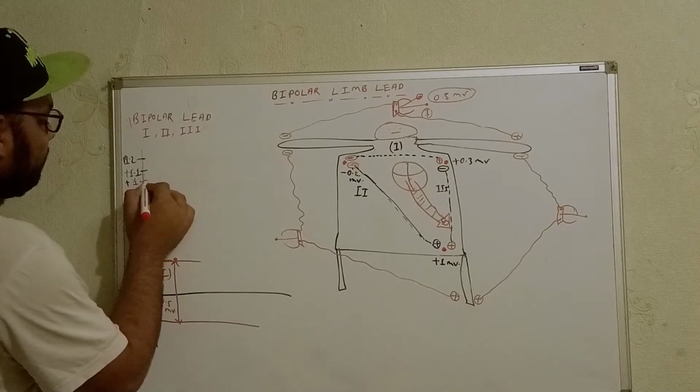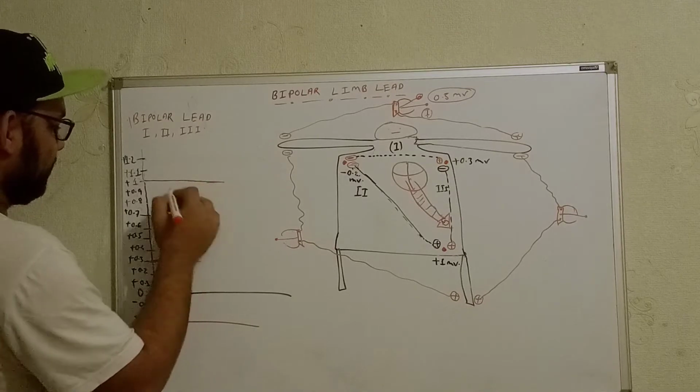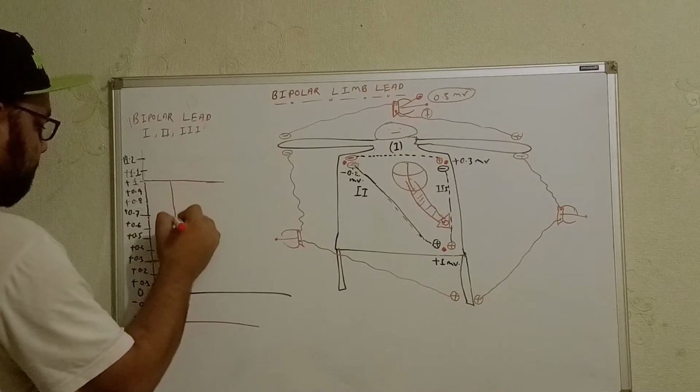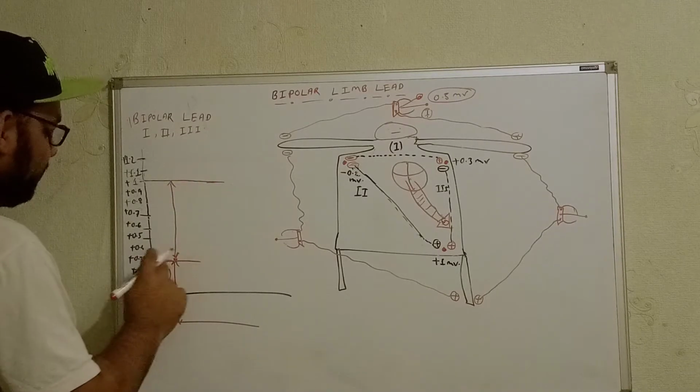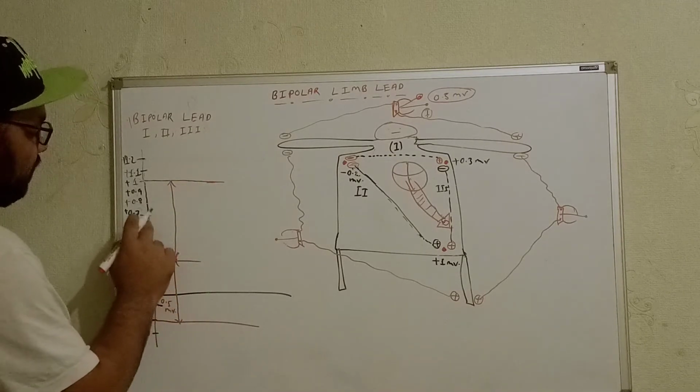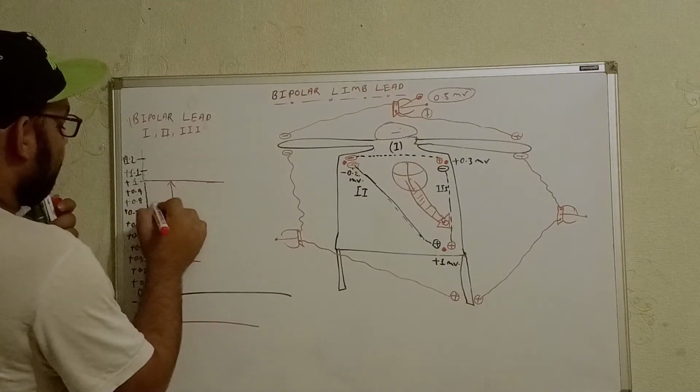So if I make a line just like this, how much will the potential difference be over here? 1, 2, 3, 4, 5, 6, 7. So we'll get the potential difference for lead number 3.